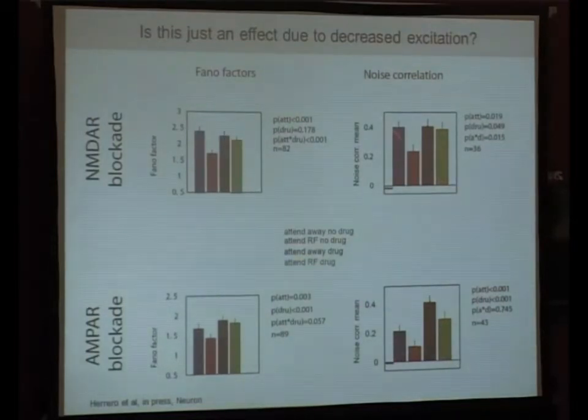So overall, this tells you that some features are somewhat shared between AMPA receptor and NMDA receptor blockade, although the effect of NMDA receptor blockade seems to be stronger, while other features are not shared at all.